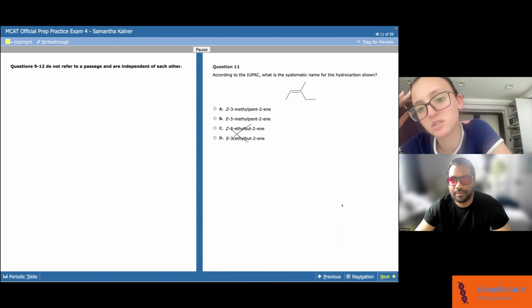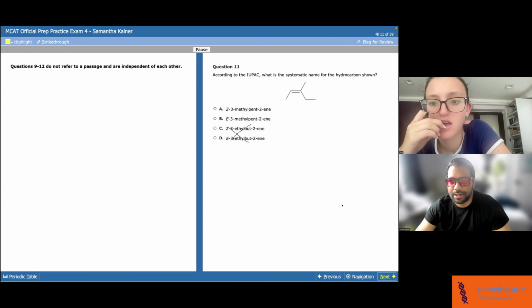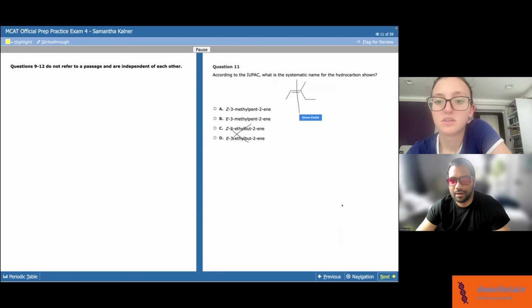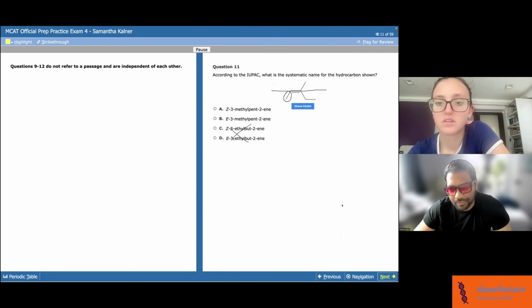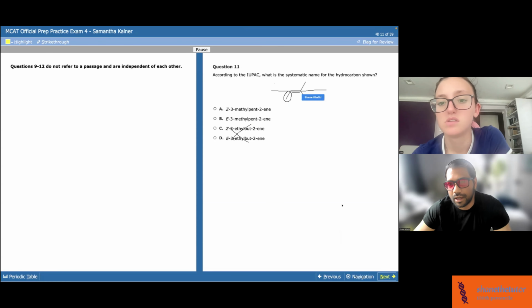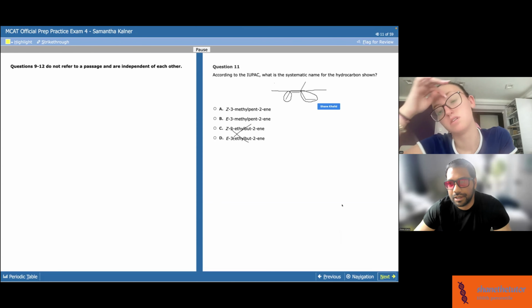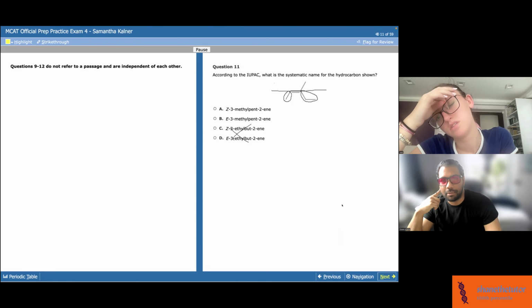So then it would be E, the opposite side. Oh, sorry. I mean more so like if this is the line between the two, we see that on the side that's to the left of the double bond, the higher priority group is here. And on the right, the higher priority group is here. And they're on the same side of the double bond.